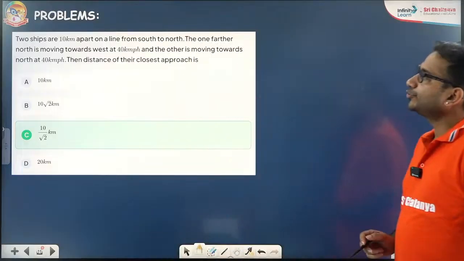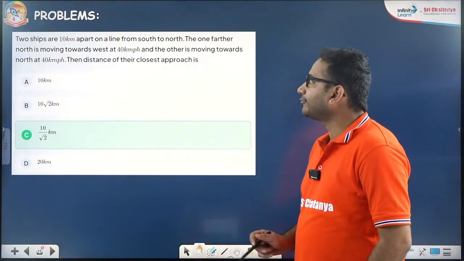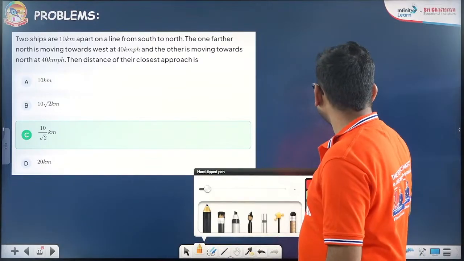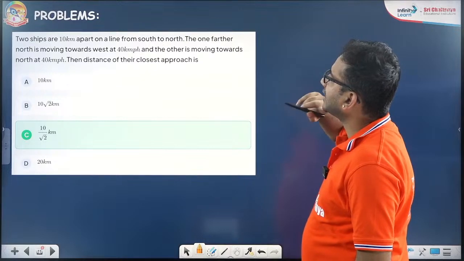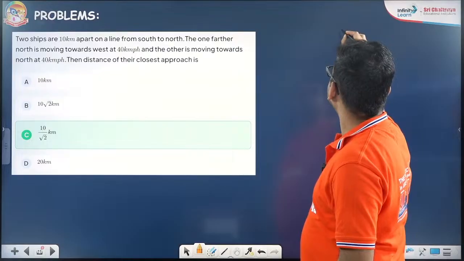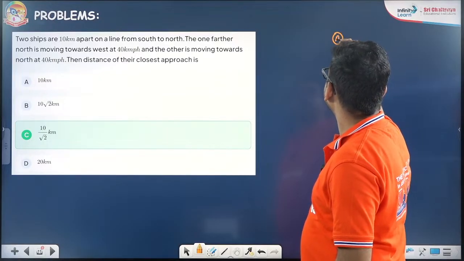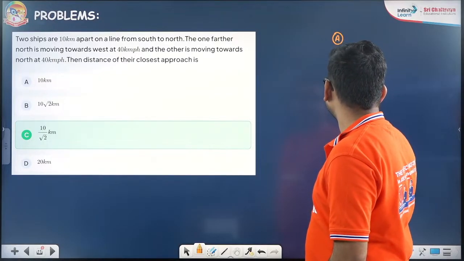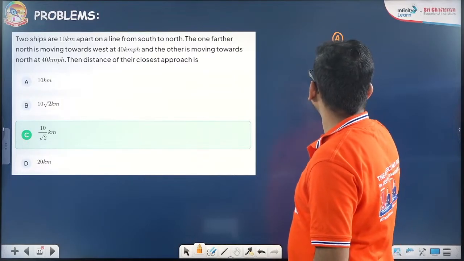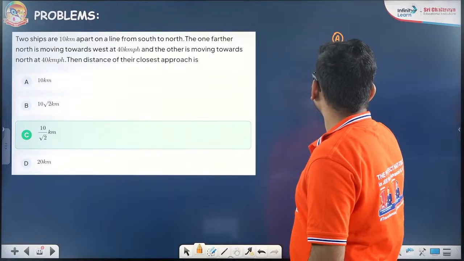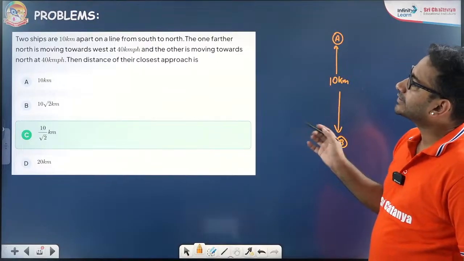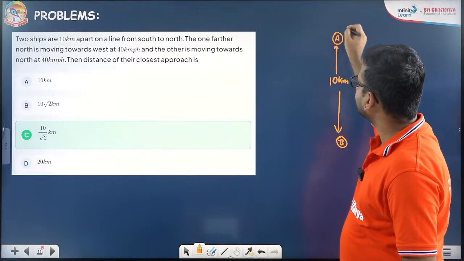The problem is, two ships are 10 km apart on a line from south to north. The one farther north, so there are two ships, A and B here. And the separation between them is 10 kilometers. The one farther north is moving towards west at 40 km per hour.